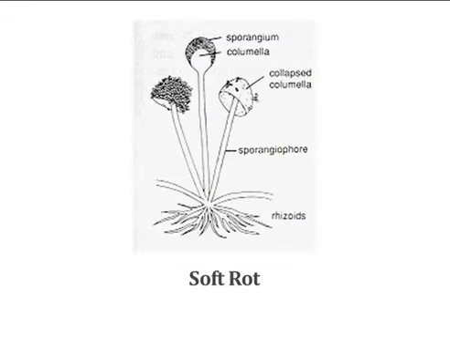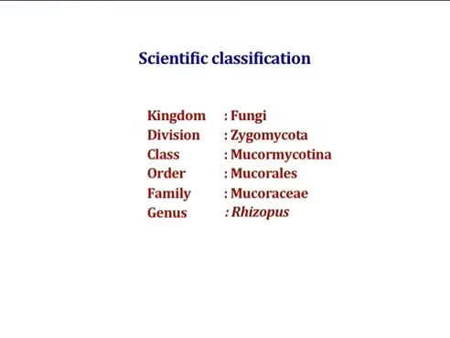Next important fruit rot disease is the soft rot. Symptoms appear as small spots on fruit and increase in size, which coalesce at a later stage. Now let us see about the scientific classification of this pathogen. Kingdom is Fungi, division Zygomycota, class Zygomycetes, order Mucorales, family Mucoraceae, genus Rhizopus.